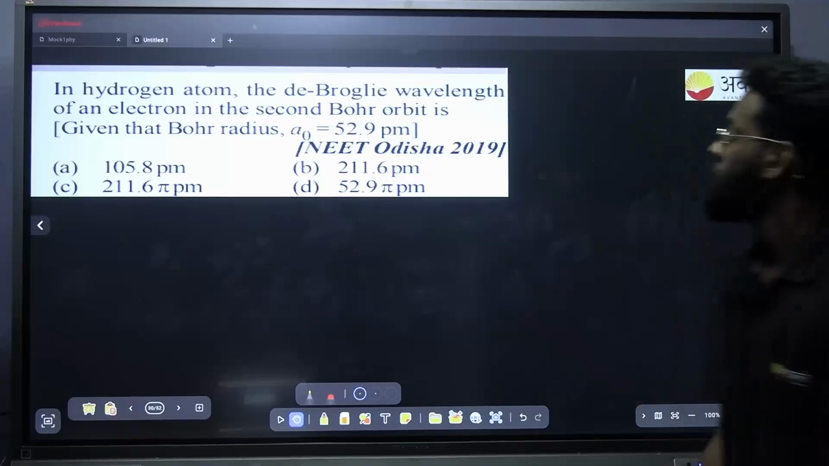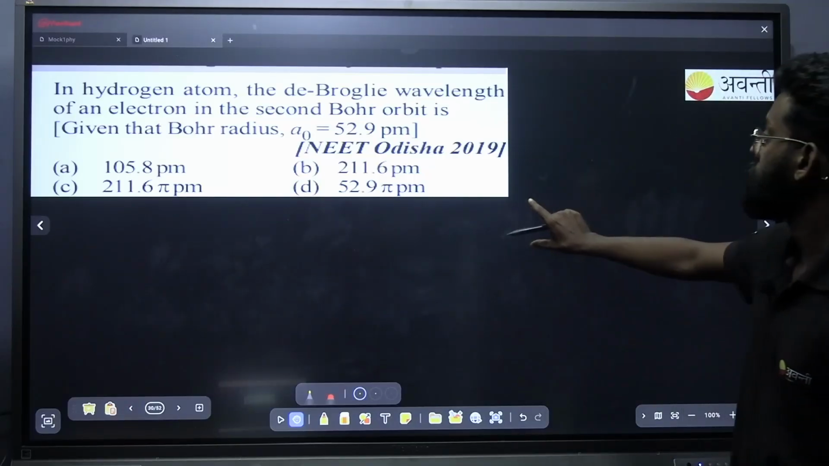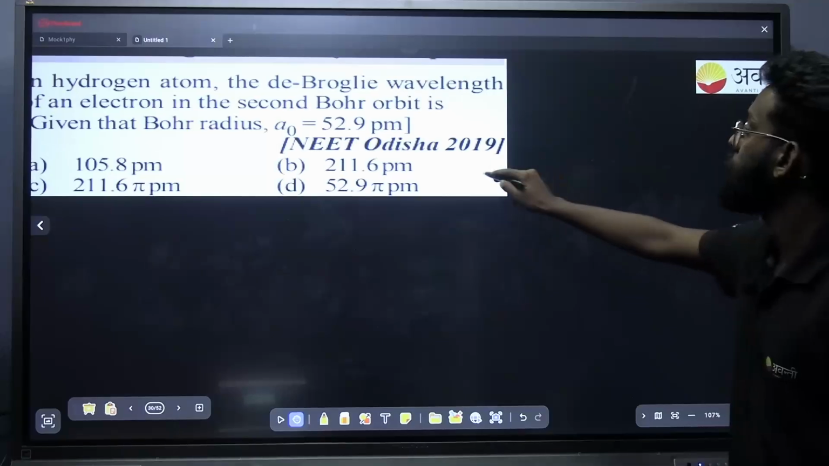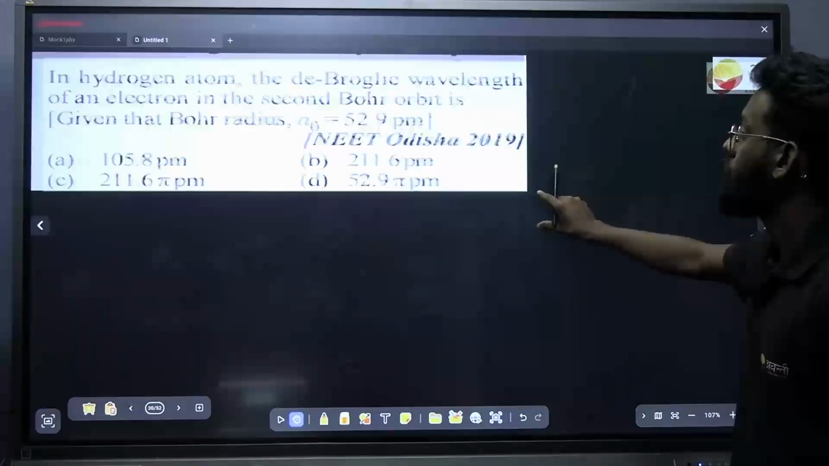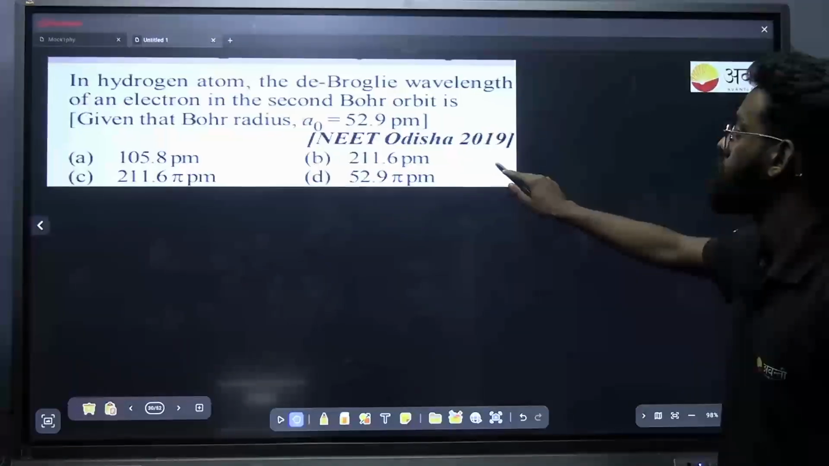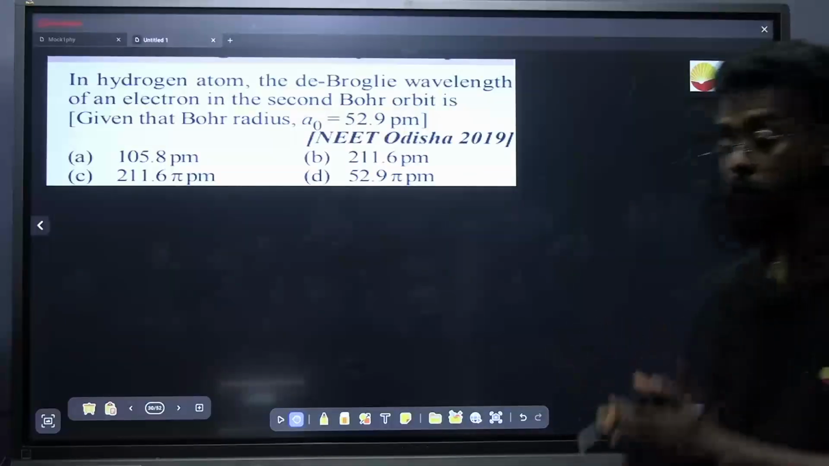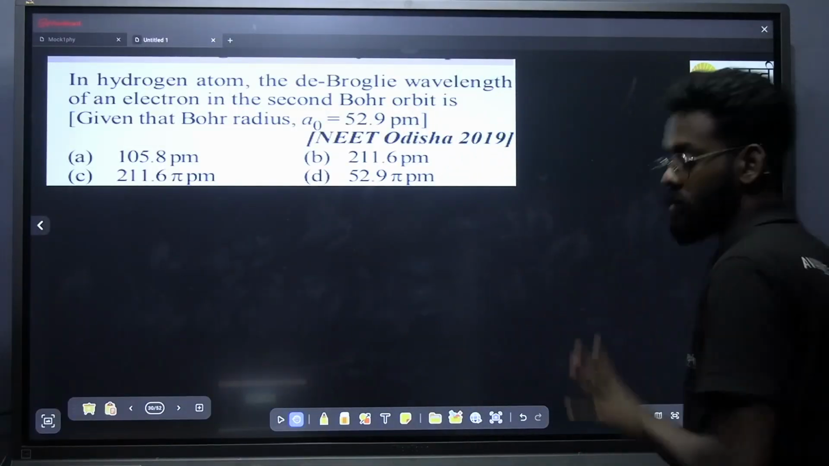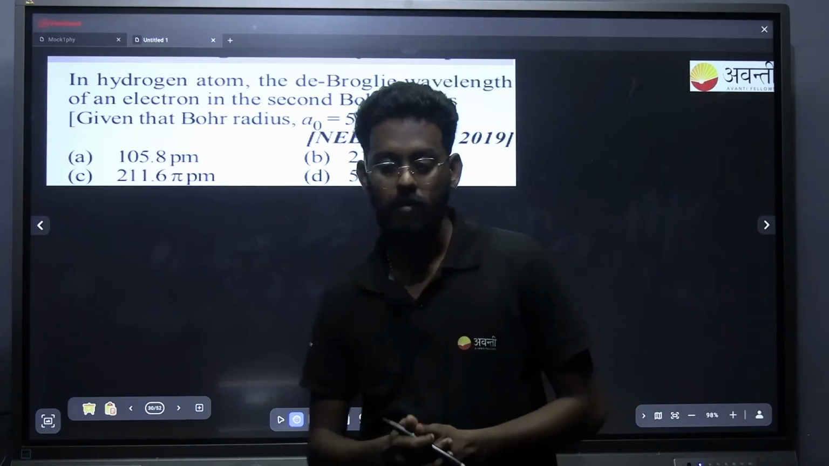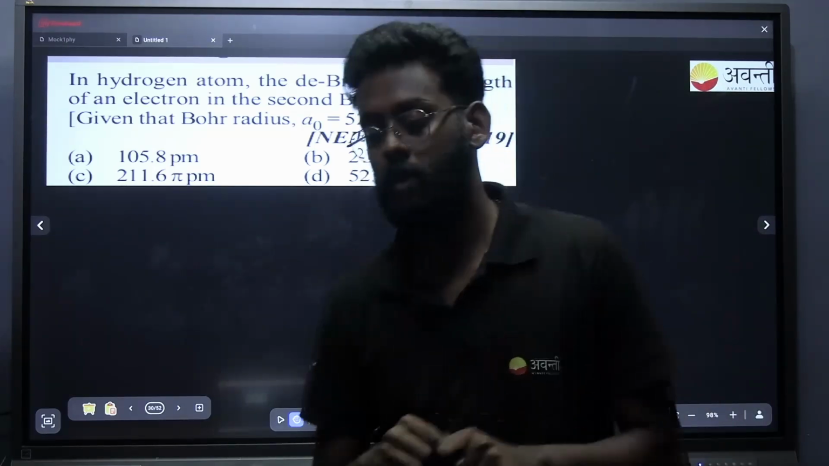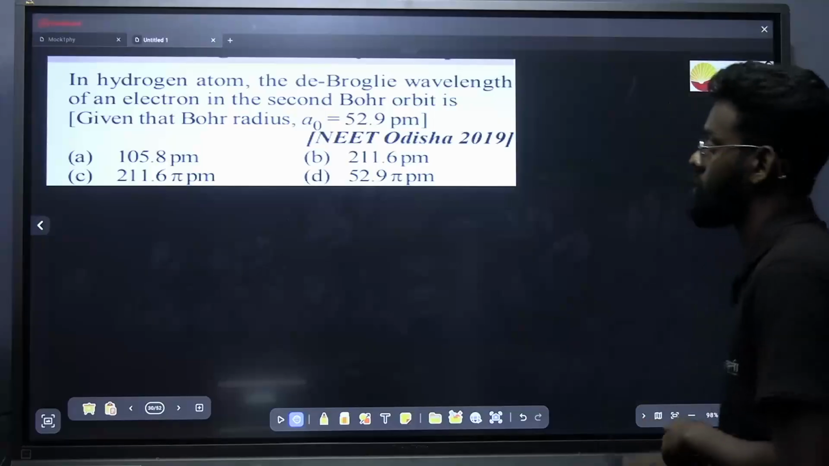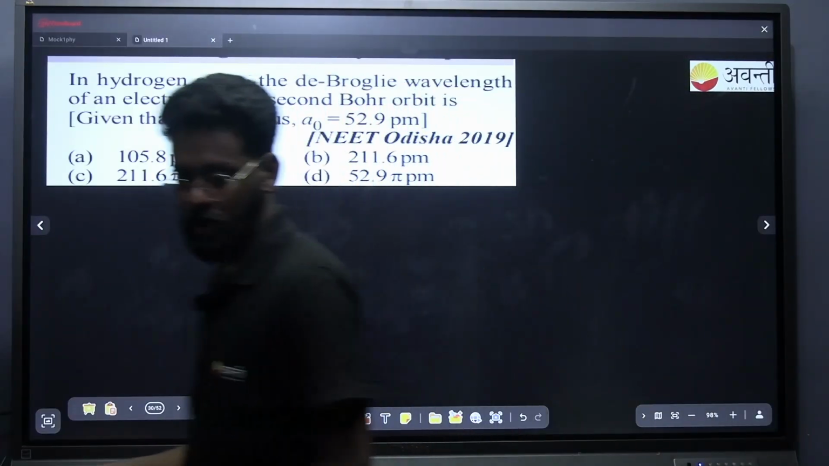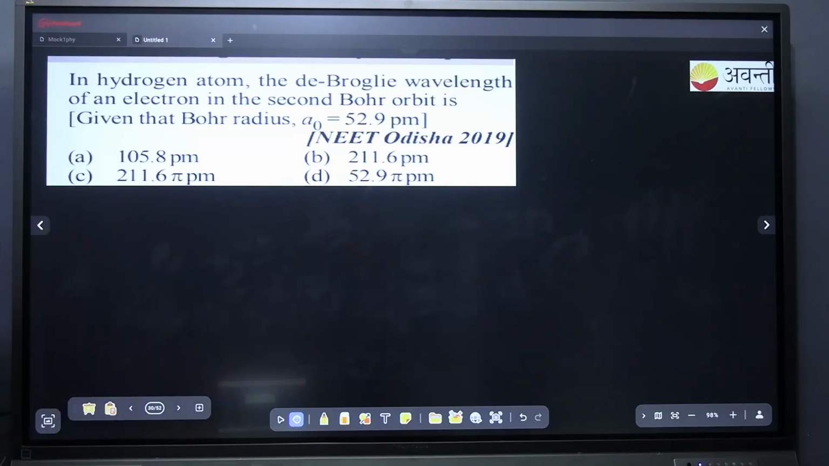Okay. Another question. In hydrogen atom, the de Broglie wavelength of an electron in the second Bohr orbit is what you have to find out. De Broglie wavelength and Bohr orbit, how are they related? Their relation I have also mentioned in the class. If you remember, you can easily find the answer. Now the time starts. Who is going to give me the answer first?